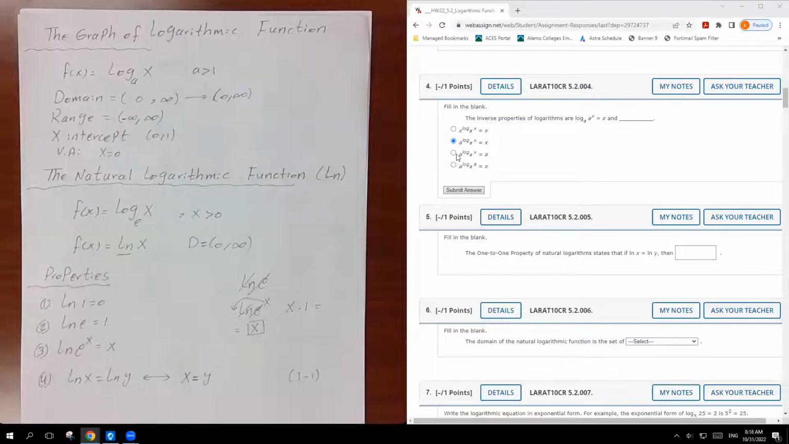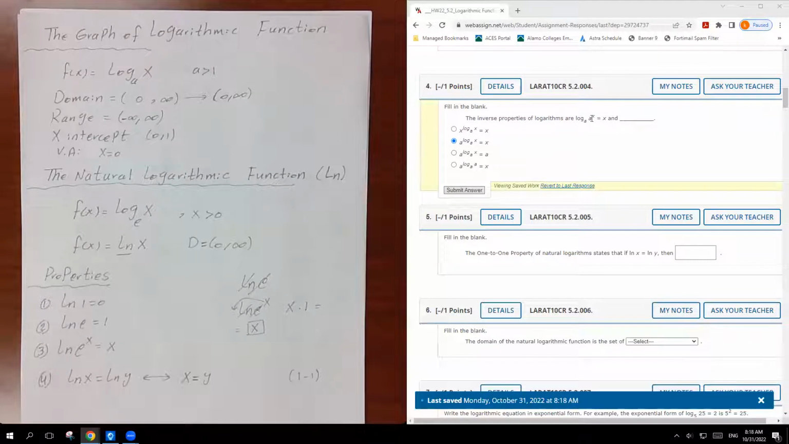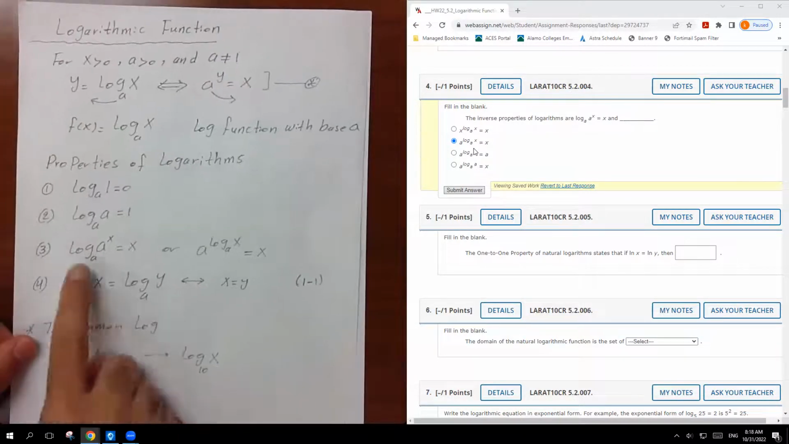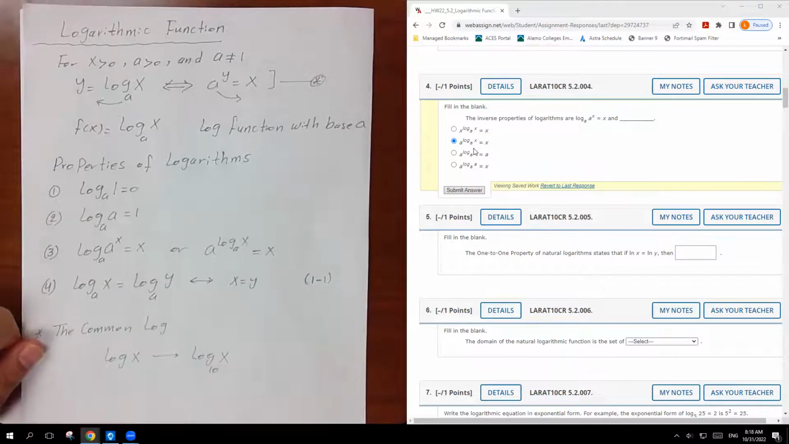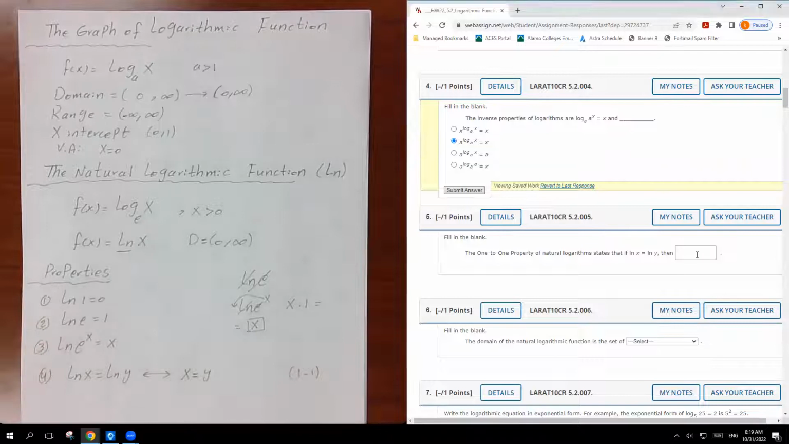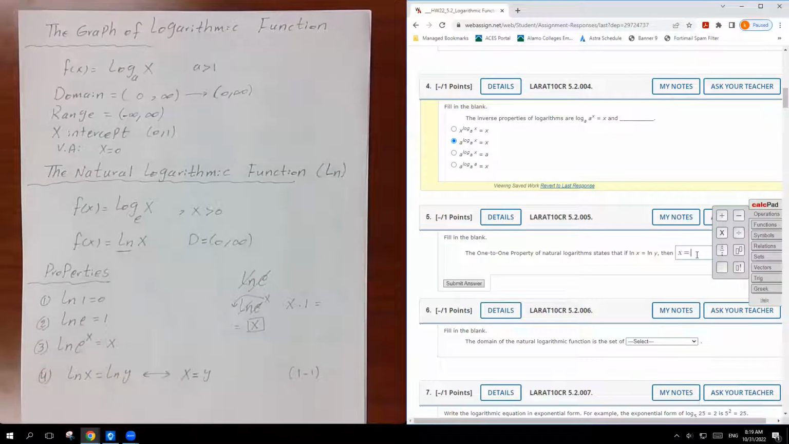So let's start with example 4, determining the inverse properties of the log, which is log to the base a of a to the x equals x. The inverse for this one is a to the log base a of x equals x, which is on the first page. Now, the one-to-one property of the natural logarithm states that if ln x equals ln y, that means x is equal to y. So you're just going to say here x equals y.